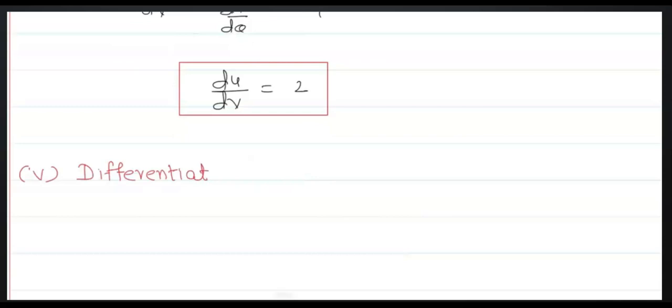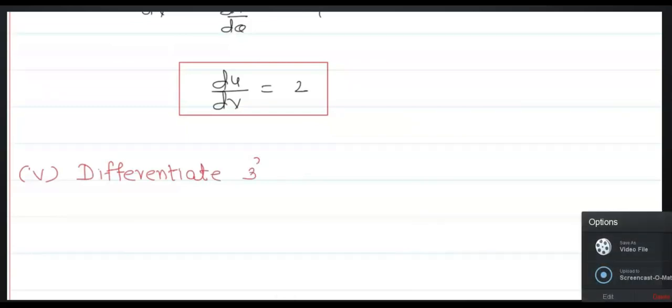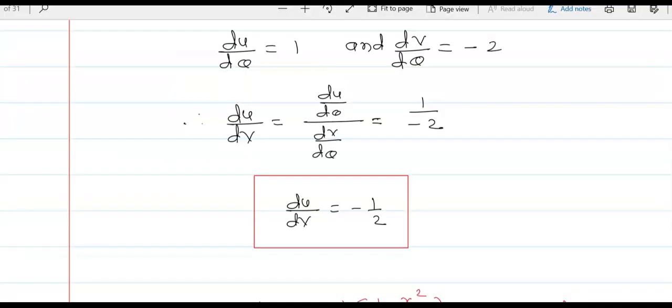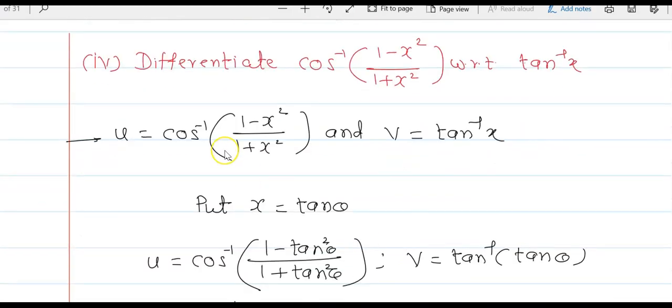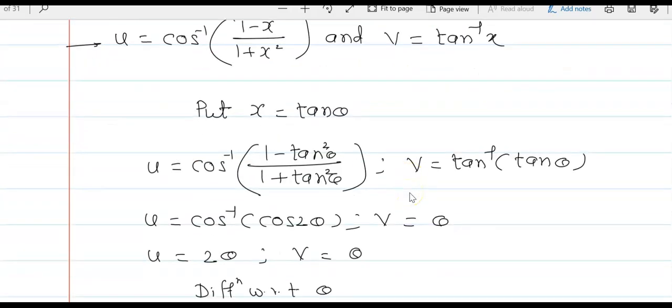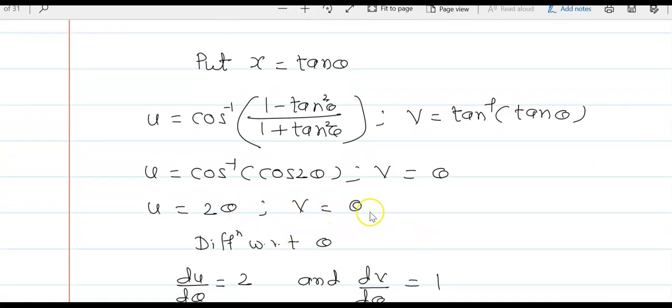Now the next is the fifth one. You can see this, and I will scroll down and you can write the answer of this. u = cos inverse of (1 minus x square) upon (1 plus x square), v = tan inverse of x. Let x = tan theta. Therefore, you will get u = cos inverse of (1 minus tan square theta) upon (1 plus tan square theta). u = cos inverse of cos 2 theta, and v = theta. So u = 2 theta and v = theta.